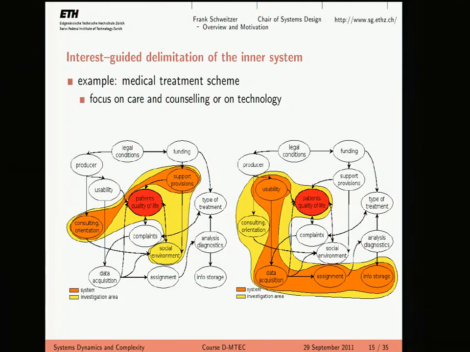Maybe I'm a medical consultant, so I provide advice to doctors. I provide advice to hospitals on best management practices, things like this. Consulting, support and provisions, and I care about the social environment, whatever that means. So this is the system for me, or my scope of interest. What I can actually influence within that scope of interest may be even more limited, as you saw. I may only be able to influence consulting and support.